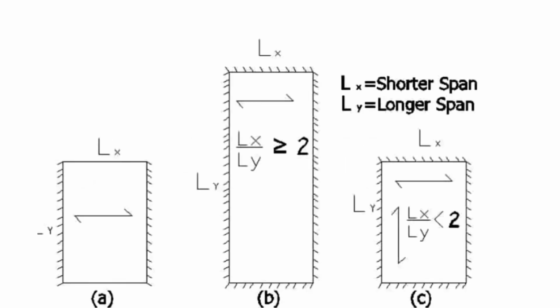Now, how do you know for sure? The golden rule, as I just mentioned, is the aspect ratio. Take the length of the slab, the longer dimension, and divide it by the width, the shorter. If that number is 2 or greater, it's designed as a one-way slab. Simple enough, right? But here's the catch.